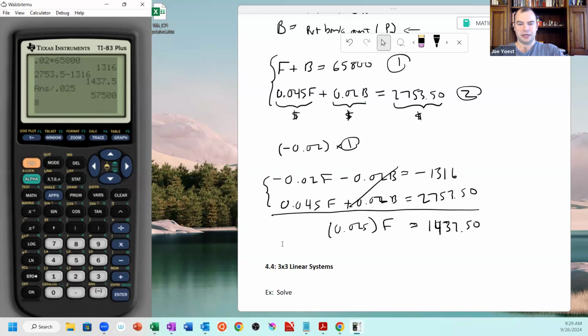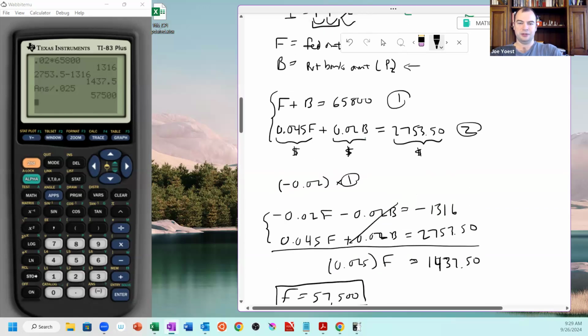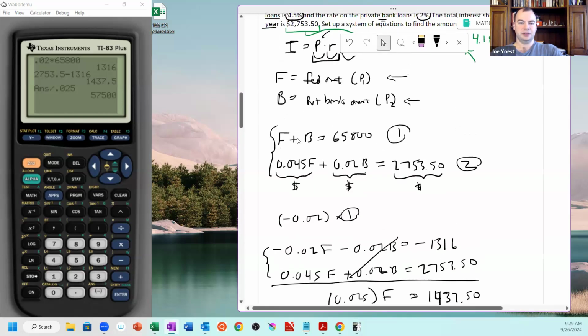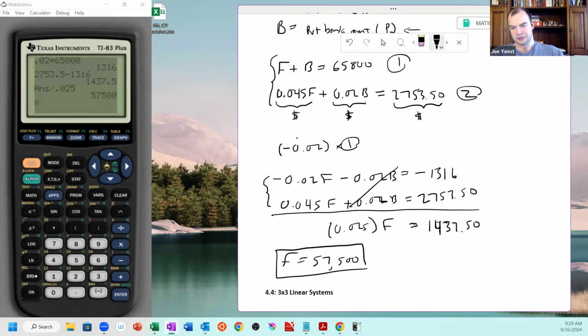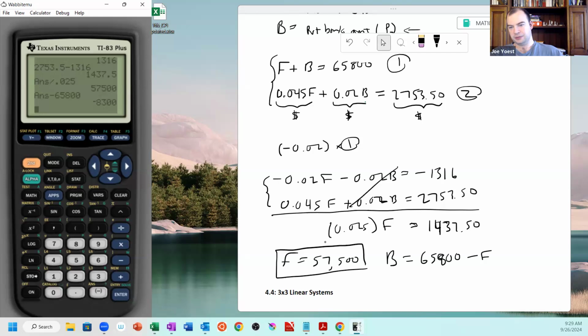So this gives me 57,500 for the amount that I owe the federal government. And then the amount that I owe the private bank is just 65,800 minus f, or 65,800 minus 57,500, or that's 8,300. And these are, of course, in dollars.